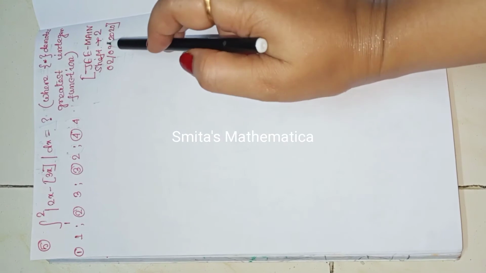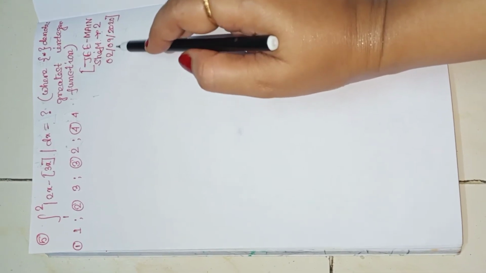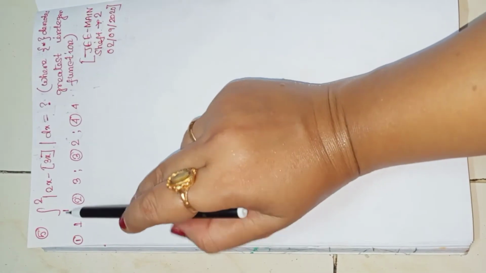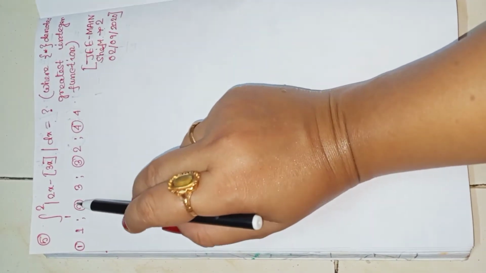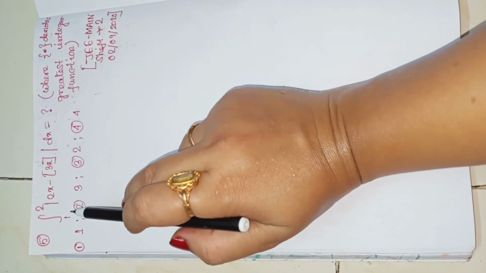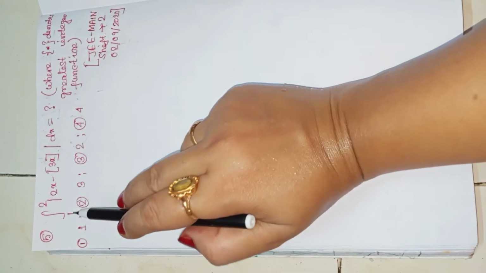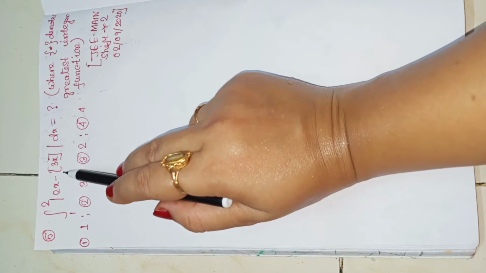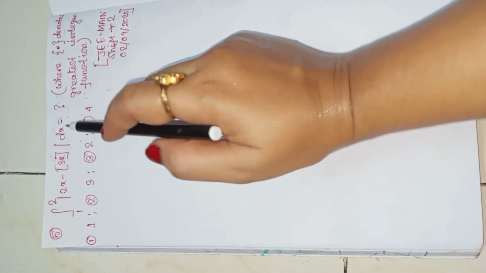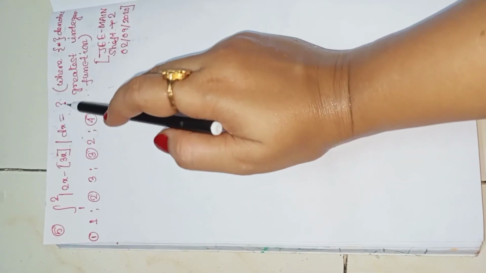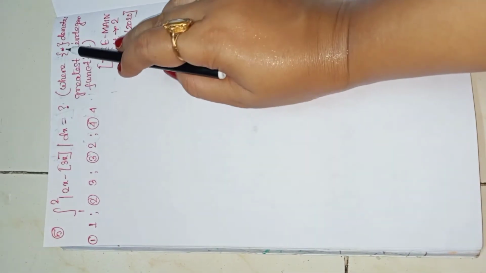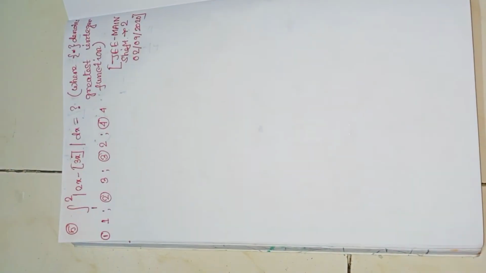Today we solve the JEE Main Shift 2, 2nd September 2020 question, question number 5. It's a memory-based question. The given integration is between the limits 1 to 2 of mod of 2x minus greatest integer of x, mod dx, equal to what? Four options are given, where this denotes the greatest integer function.